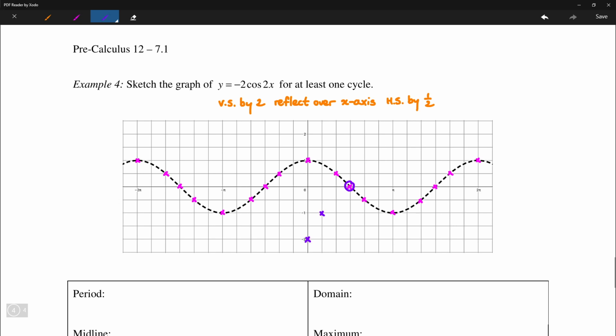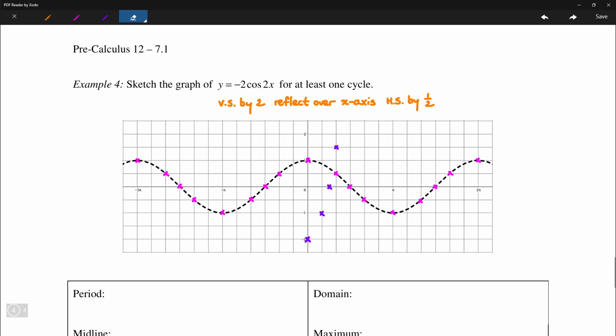This next point will not be vertically stretched or reflected because the y value is 0, so it's just going to be horizontally stretched by 1/2. It's going to end up here. And then this point here will be horizontally stretched to here, and then reflected above the x-axis, and it's going to end up here at the end. Okay, so we almost have this whole part of the curve, and then from there we can use the symmetry to draw the rest of it.